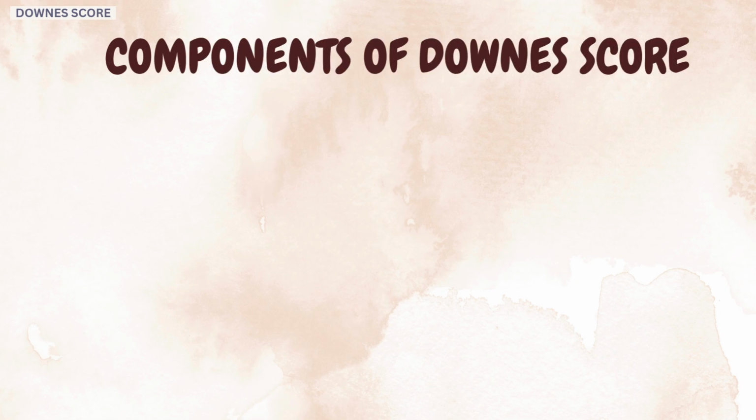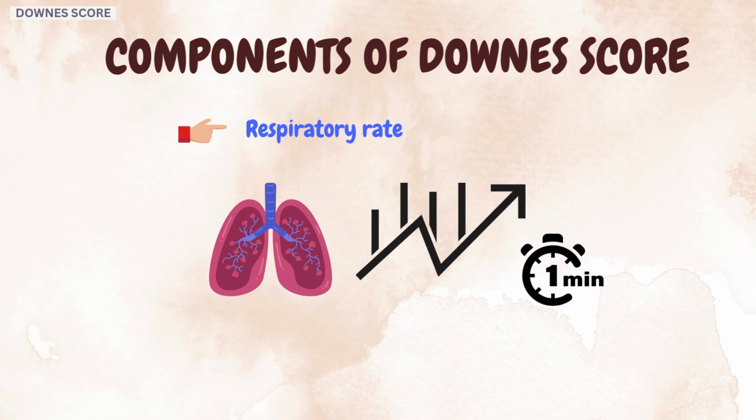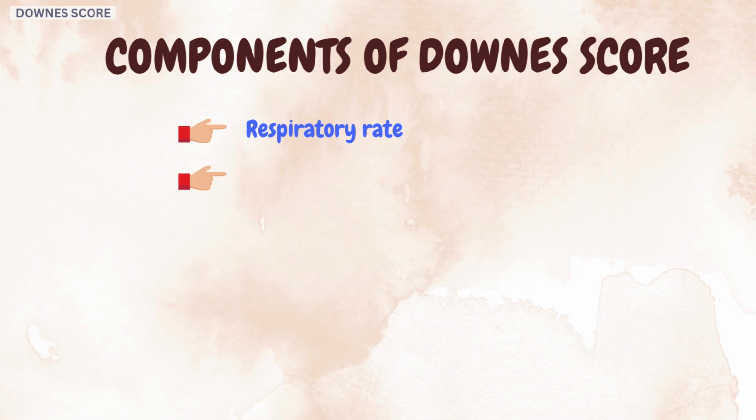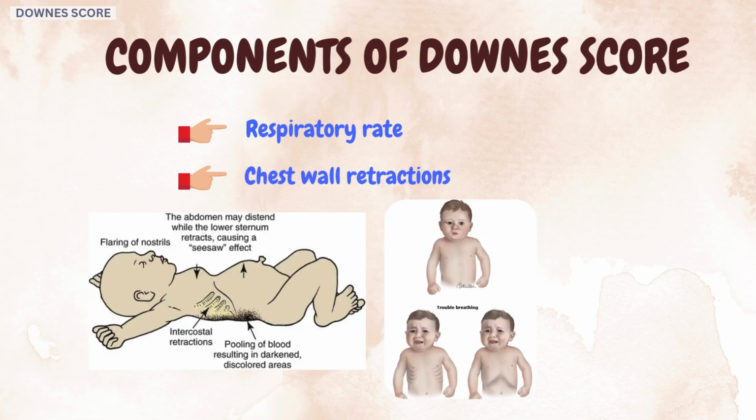The first component is the respiratory rate. Respiratory rate is the number of breaths a person takes per minute. That means it is measured in breaths per minute. The second component is the chest wall retractions. It is the inward pulling of the chest wall during breathing, often seen as intercostal or subcostal retractions.